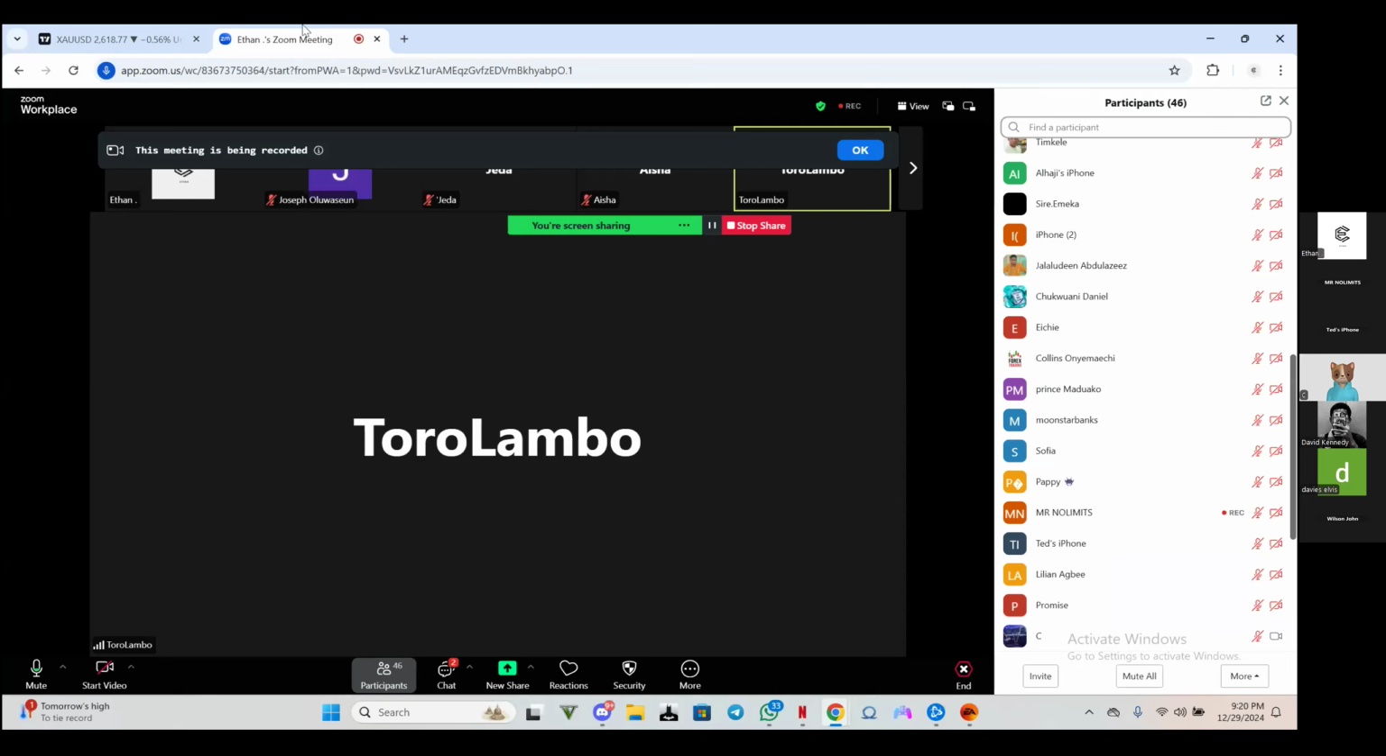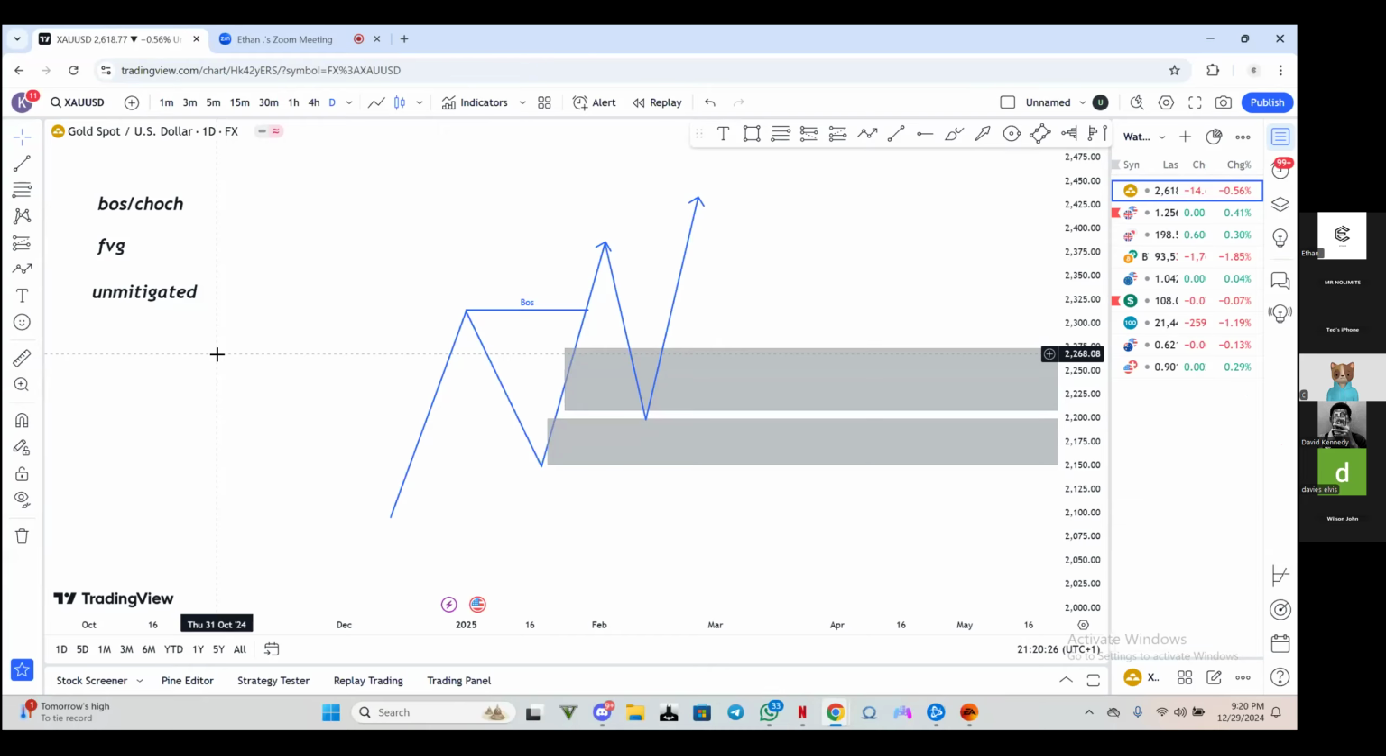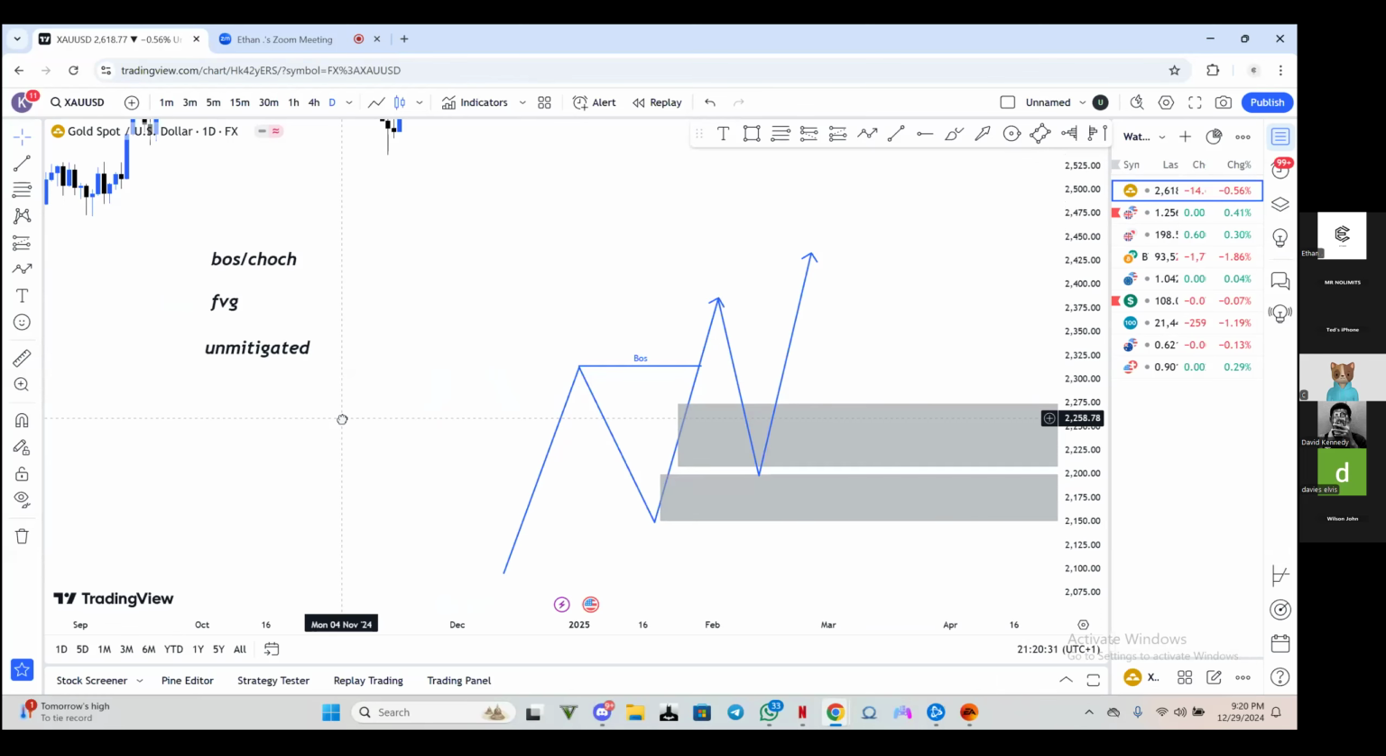So like I said, it moves from supply to demand and from demand to supply. The three criteria to find your order block are: first, a break of structure or a change of character, which is your BOS or CHoCH. The second is your FVG, or fair value gap, or you can call it inefficiency. They all mean the same thing. And the last one is that it must be unmitigated.